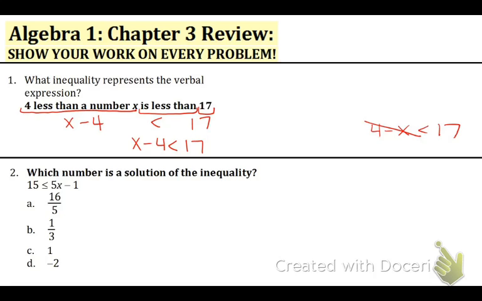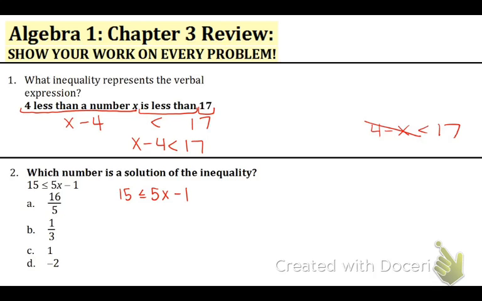Number 2, which number is a solution of the inequality? 15 is less than or equal to 5x minus 1. What we want to do is either plug in the options or solve for x and then see which option works. The way that I prefer is to solve for x, so that's what I'm going to do, and then see which answer option works best.